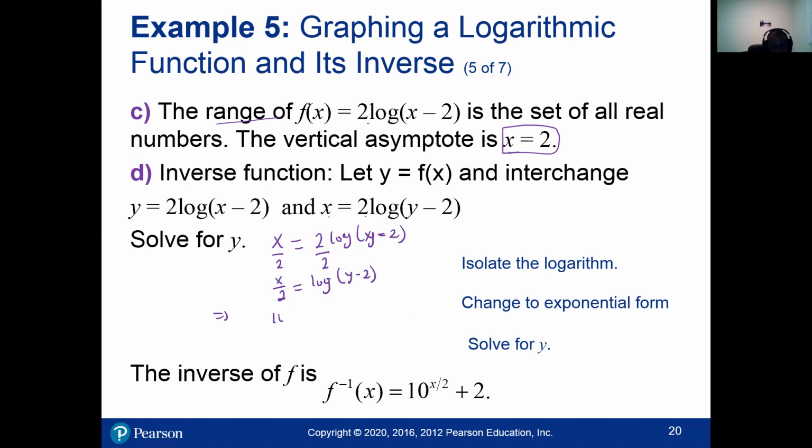That gives us the base 10 raised to what? X over 2 is equal to y minus 2. And then we add 2 to both sides. Okay, so you have what? 10 to the X over 2 plus 2 is equal to Y. Okay, so the steps: 1, let y equal f of x, interchange, and then solve for y.